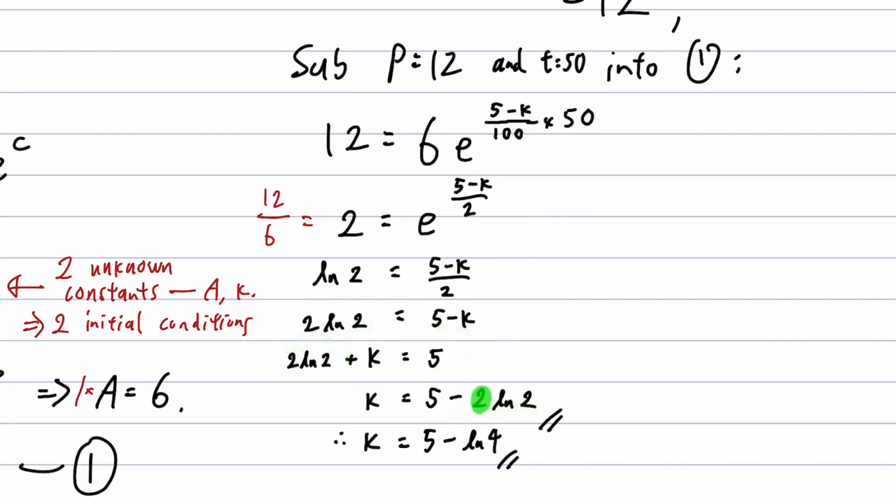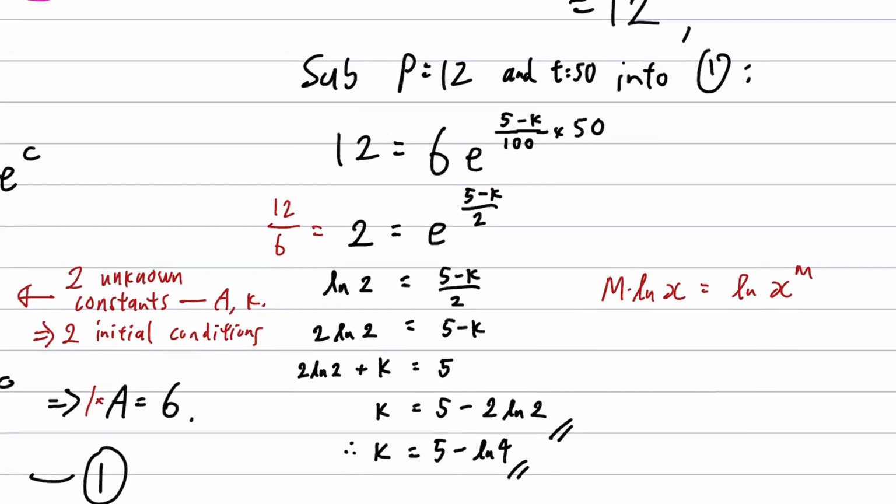Of course, the 2 can bring it on top. If you remember, m times ln x is equal to ln of x to the power of m. Remember this rule? You remember your logarithm rules, right? Okay, good. Then I won't talk about it. 2 go up, then it becomes 2 power 2, which is 4. So 5 minus 4. Done. Easy? Okay.